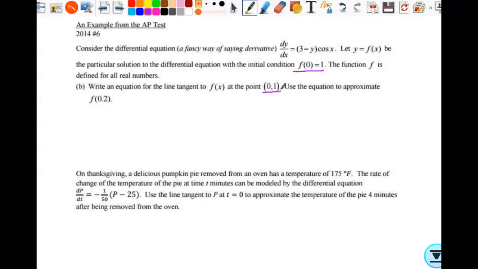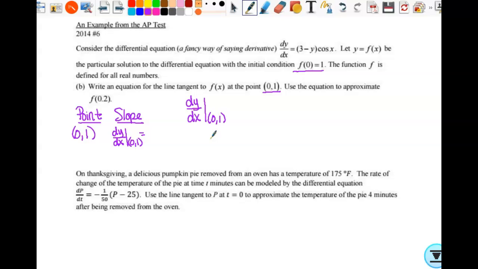Okay, so we're going to write the equation for a tangent line. For that, I need a point and I need a slope. Do I have my point? Yes, it is 0, 1. I need the slope, which means I have to evaluate the derivative at 0, 1 at this point, right? So I need dy dx evaluated at the point 0, 1.